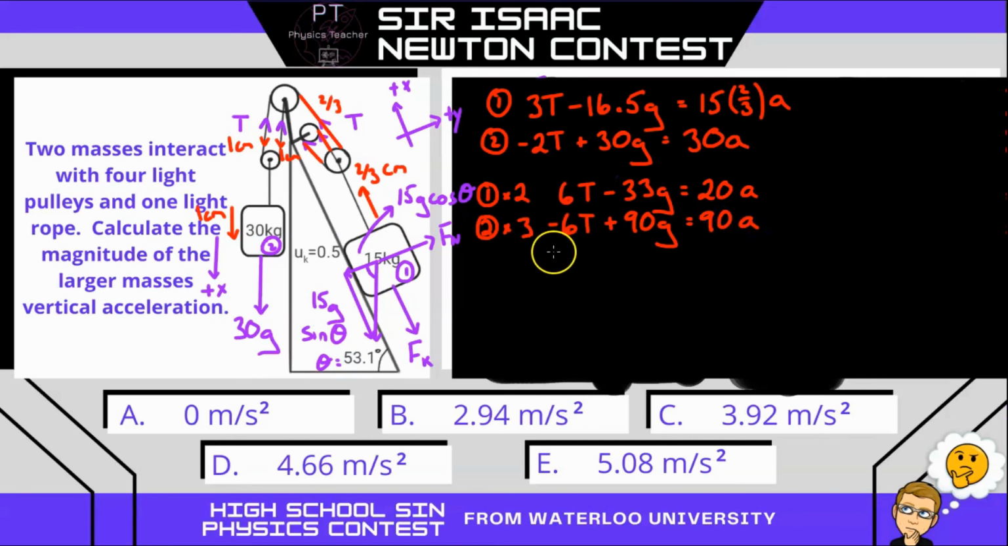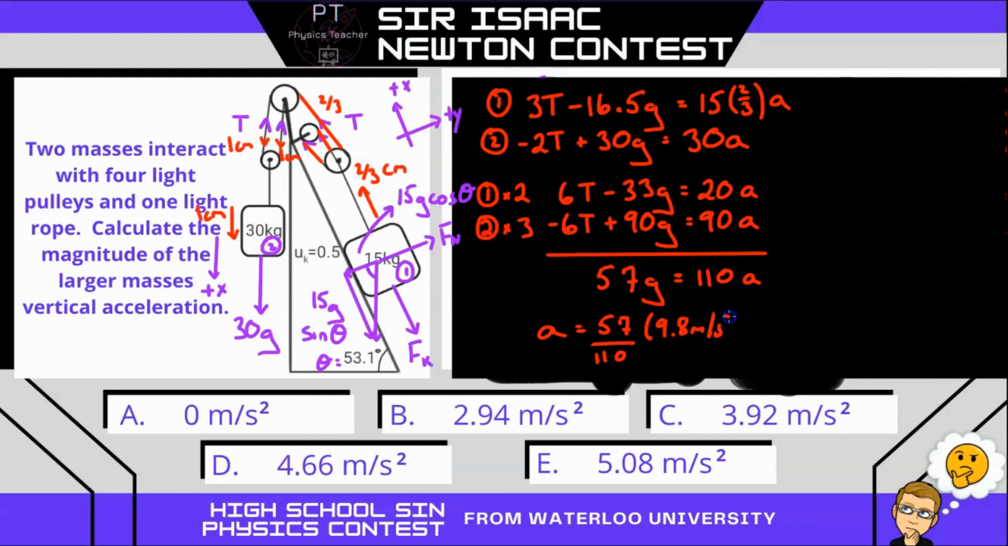Now if I add the 2 equations, the T's will cancel, and we get 57g equals 110a. Dividing both sides by 110, we get a equals 57 divided by 110 times g, which is 9.8 meters per second squared, for an acceleration of 5.08 meters per second squared. Our answer is E.